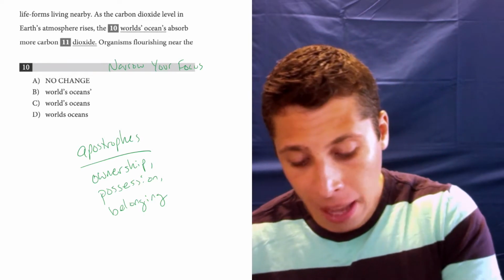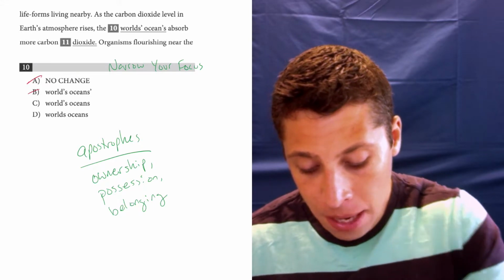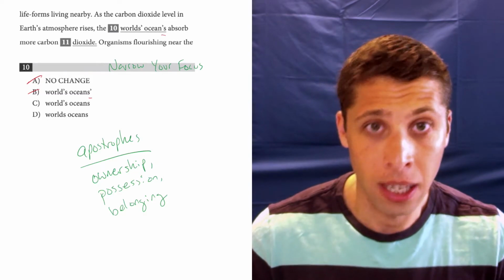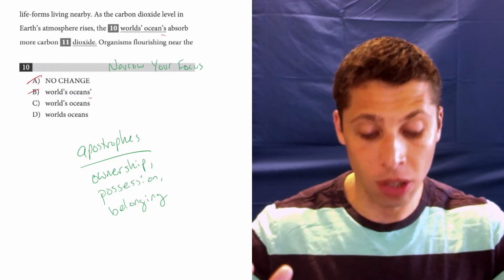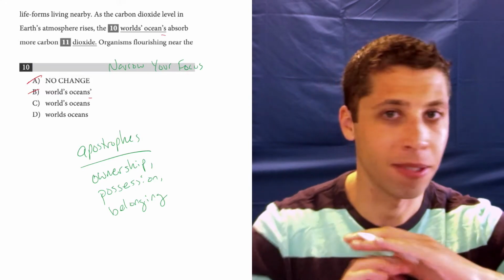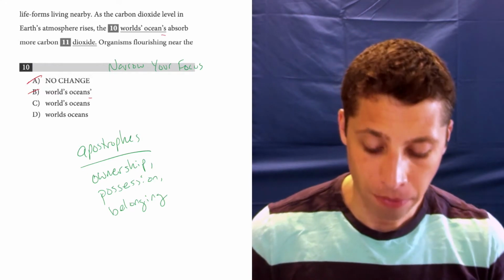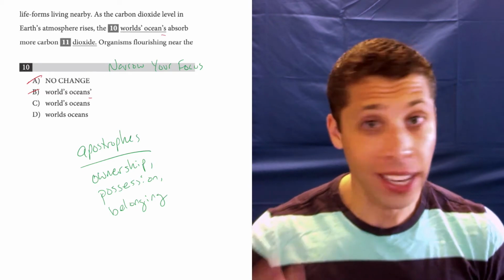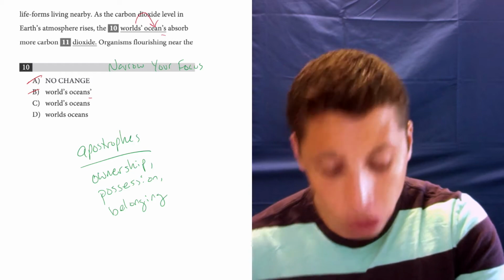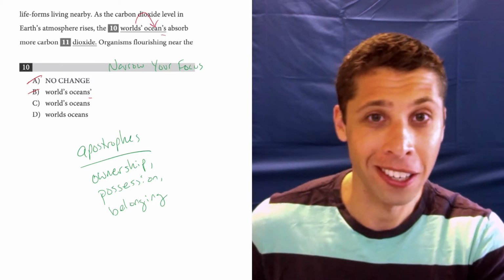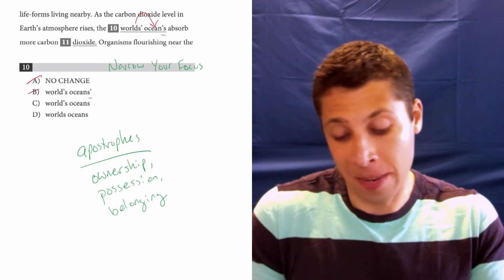And so what does that mean? That means that choices A and B are going to be wrong because they have apostrophes on oceans. I don't need one because it's just the oceans absorb more carbon dioxide. Simple, straightforward. Now we got to decide, does worlds own something? And yes, it does. It's the world's oceans. The oceans belong to the world. So that does need an apostrophe.